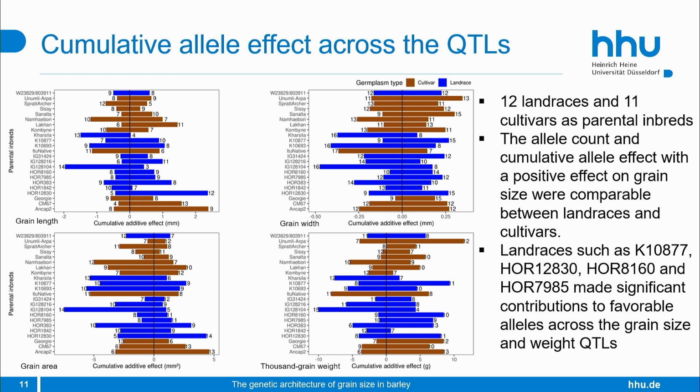When we compare the average positive cumulative effect based on the germplasm type, it was only slightly higher for the cultivars. Also, if you look at some of the landraces which I highlighted here, they made significant contributions in terms of the number of positive alleles and also the cumulative effect. So this also highlights the importance of landraces for agronomic traits.